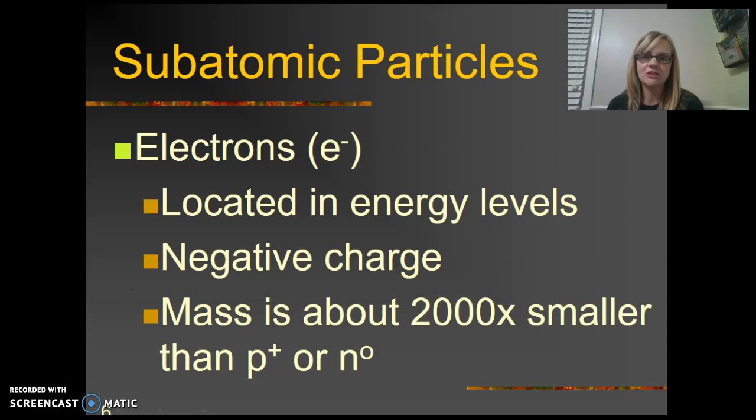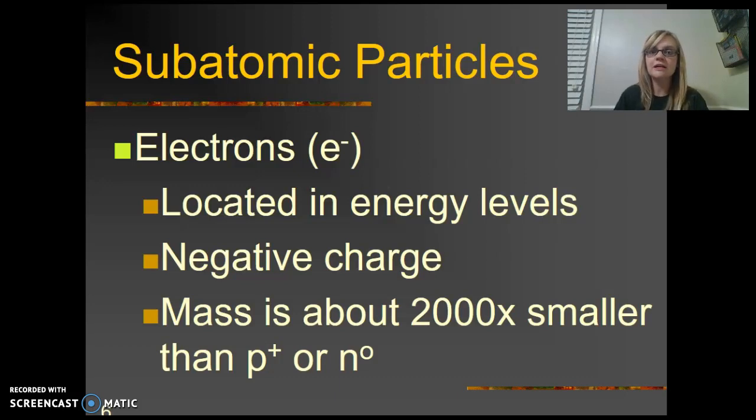Then we have our electrons. Electrons are going to be negatively charged, and our symbol for electrons is this little E with a negative sign here. They are located in what we call the energy levels. Now, I've had a couple students say, isn't that shells? And it's not shells. Sometimes we talk about their sublevels as shells or the outermost shell, but that's really not what we call the region in which the electrons live. They live in what we call energy levels.